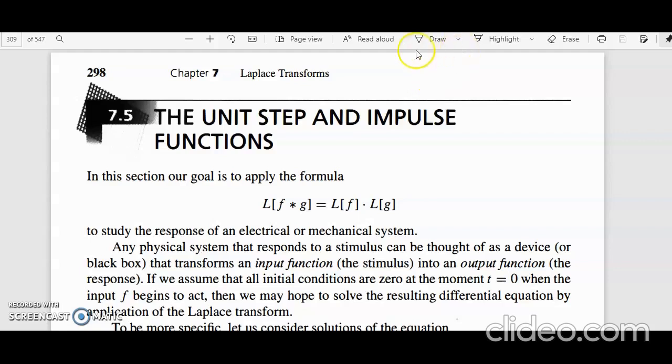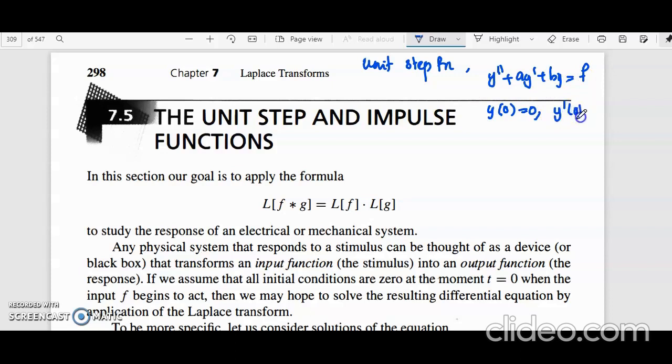Hello all. So in today's class, we will look at what is called a unit step function. If you are given an equation of the form y double dash plus ay dash plus by equal to some f, under the condition y at 0 equal to 0 and y dash of 0 equal to 0, how do we solve this equation using the technique of convolution? For this we'll introduce a function called the unit step function.